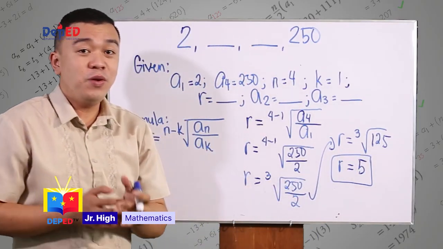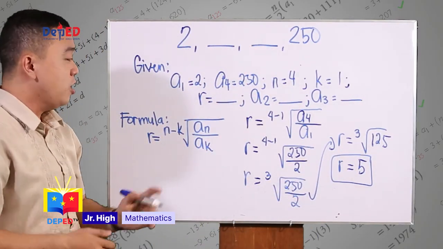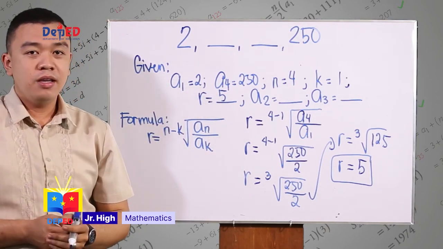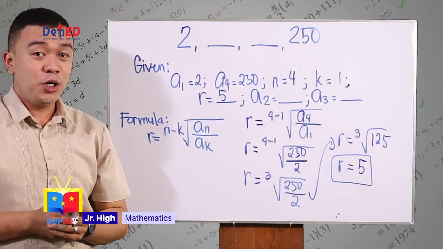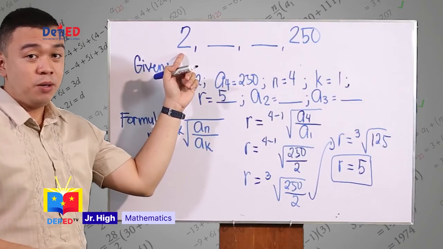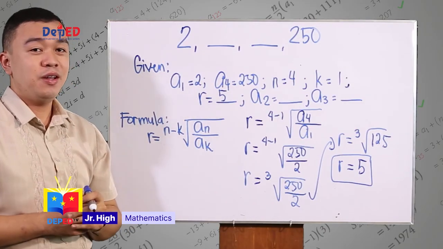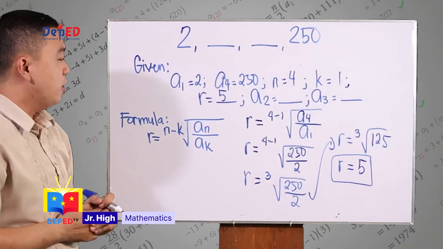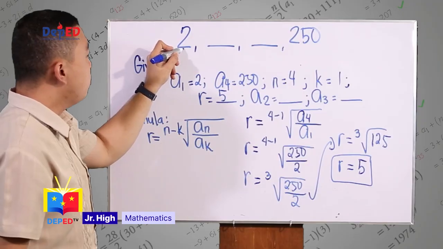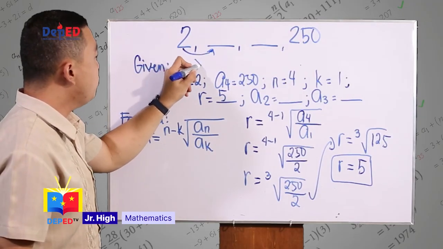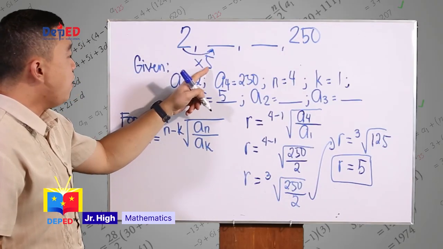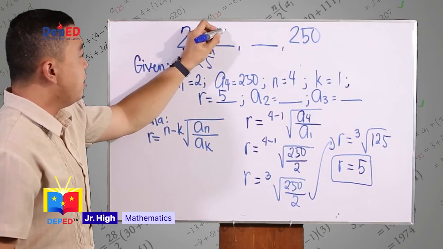Now, the common ratio of this geometric sequence is equal to 5. To get the succeeding term, remember to multiply the preceding term times the common ratio. Since we have 2 as our first term, we will multiply it by the common ratio, which is 5. So 2 times 5 will give us 10.